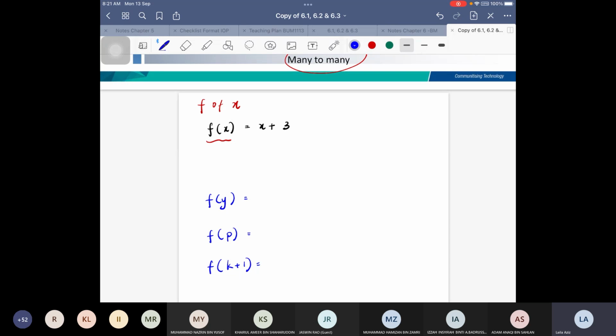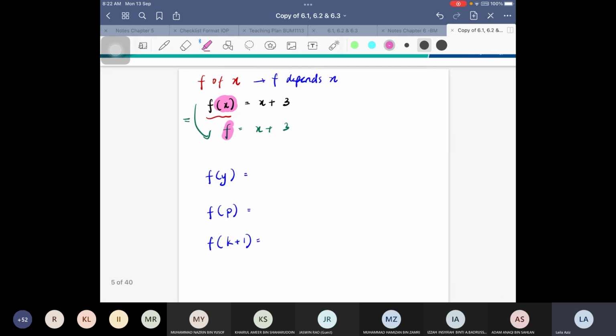Sebenarnya F of X ni dia cerita pasal apa? Ni adalah nak kata, F adalah function yang bergantung kepada X. So F depends on X. Nilai F bergantung kepada nilai X. Okay, sama tak kalau kita tulis macam ni? F adalah sama dengan X tambah 3. Okay, sebenarnya dua-dua ni adalah benda yang sama. Cuma kalau kita ada ni, kita ada lebih maklumat yang menyatakan F ni bergantung kepada X. Tapi kalau kita tulis dia F saja macam ni pun tak ada masalah. So dia adalah benda yang sama. Okay, F sama dengan X tambah 3.